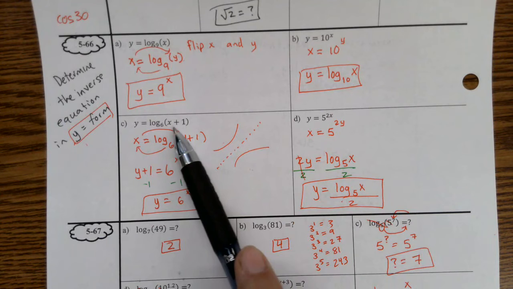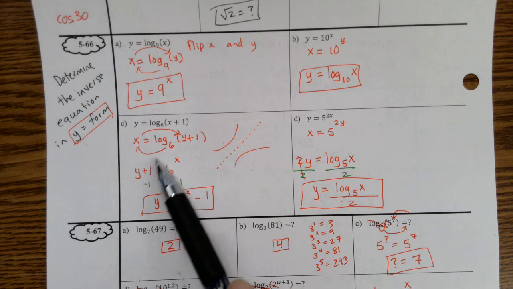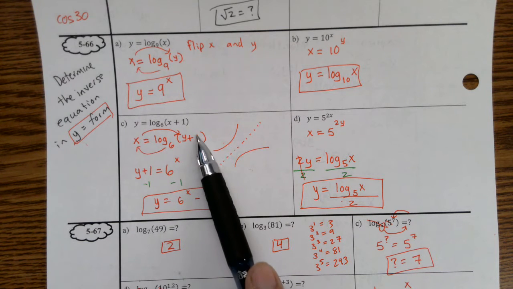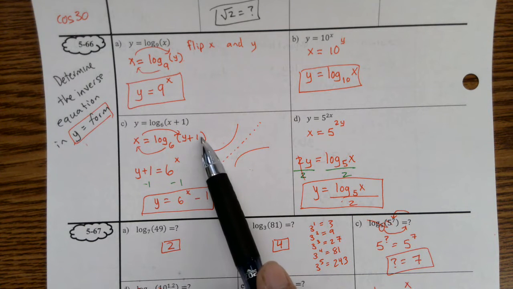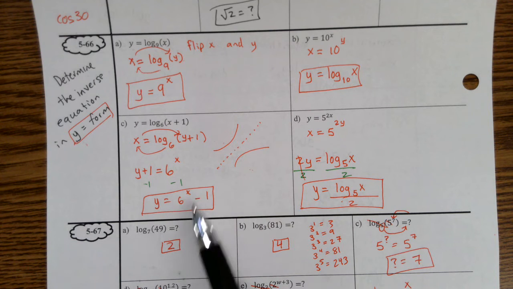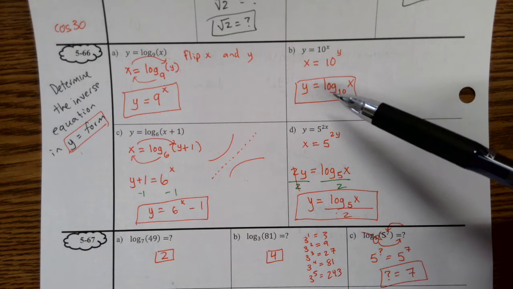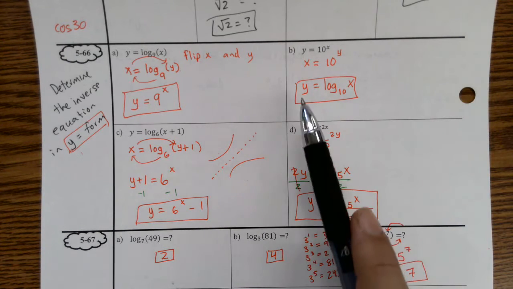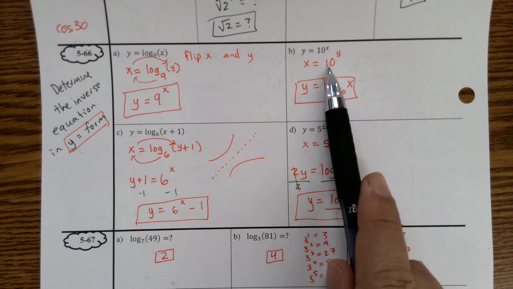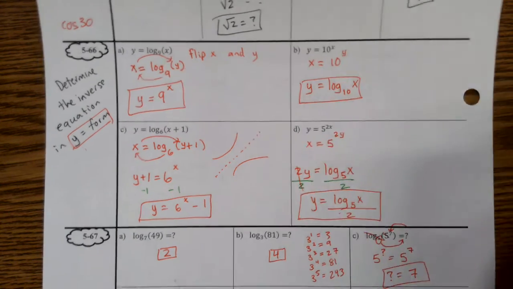If you have more than one thing in the log, that's fine. You're still going to go 6 to the power of x equals y plus 1 after you flip the x and the y. And the y plus 1 is going to be on the other side. You just have to subtract 1, and that gives you your exponential function. When you go backwards, from exponential to log, you're going to write log base 10 of x, and the exponent goes on the other side of the equal sign.